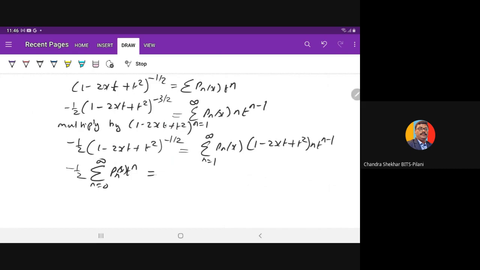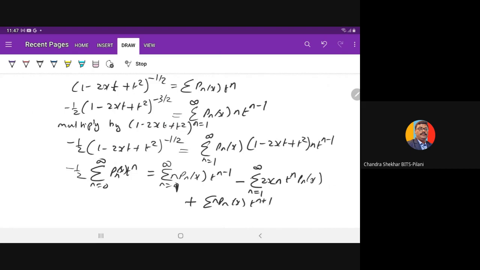So now here we have the summation n equals 0 to infinity P n of x into 1 into n t to the power n minus 1, then minus the summation from 1 to infinity of 2x n t to the power n P n of x, plus the summation from n equals 1 to infinity of P n of x n t to the power n plus 1, with the t square. Right?